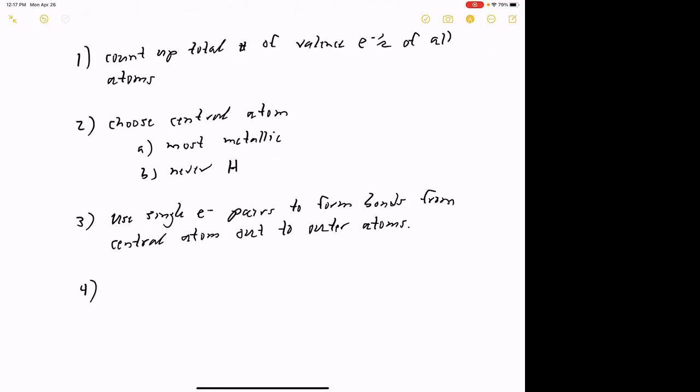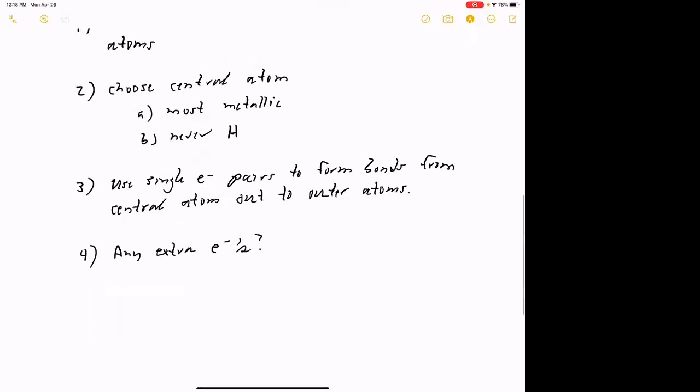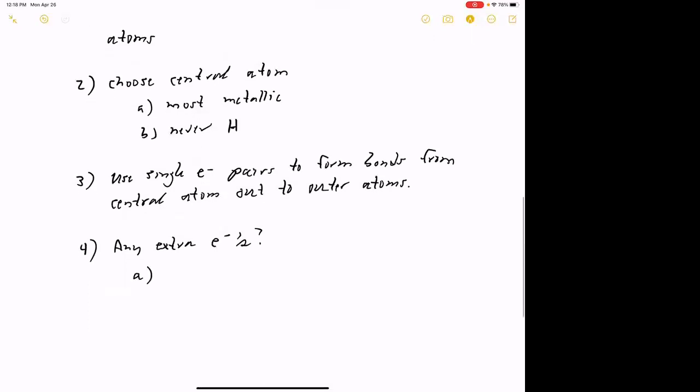However, sometimes we run into a situation where we have extra electrons. So that's the next thing. If we have any extra electrons, what do we do with them? Okay, so again, we have a pecking order here in terms of where we put them. First thing is we're going to place them in pairs around the outer atoms.